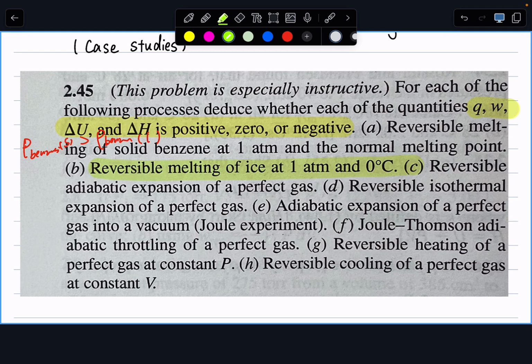Right, but with this information in hand, we're ready to say, okay, so my Q must be positive for melting. My work, again, is a negative P times V final minus V initial. But now my V final minus V initial is a negative number, so this becomes a positive value. And then everything else is positive.